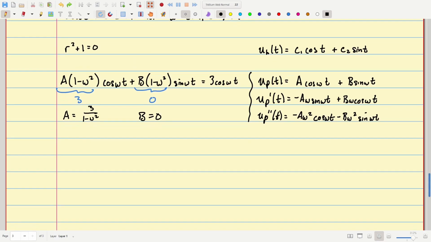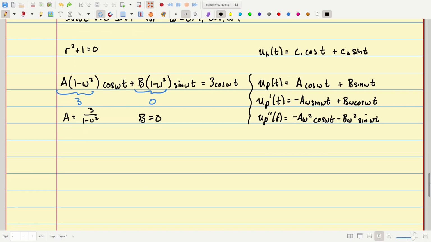Okay. So that is to say that our full solution is equal to c1 cosine t plus c2 sine t plus 3 over 1 minus omega squared cosine omega t. We now want to solve the initial value problem in order to determine the values for C1 and C2.